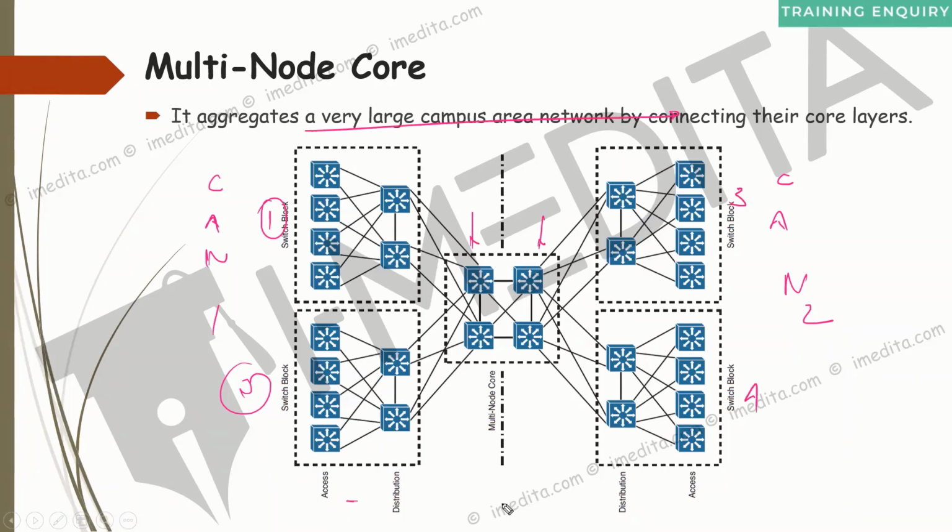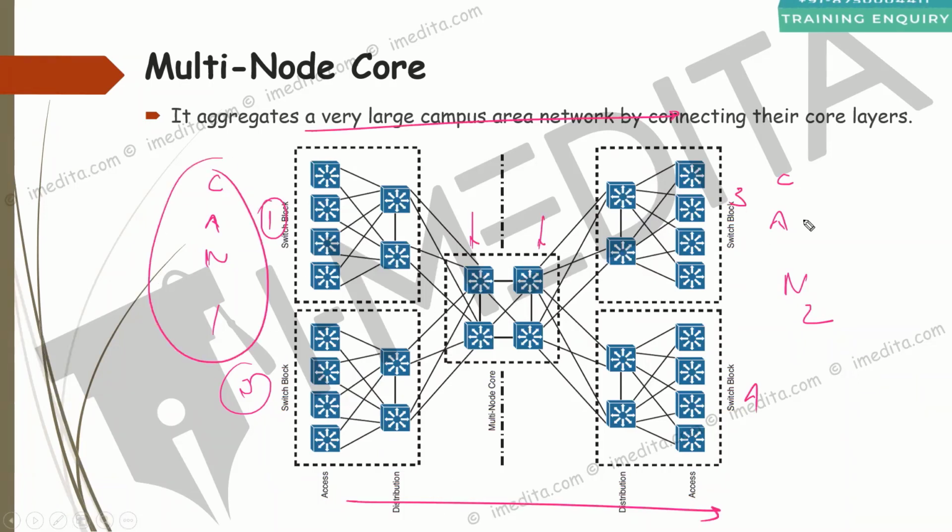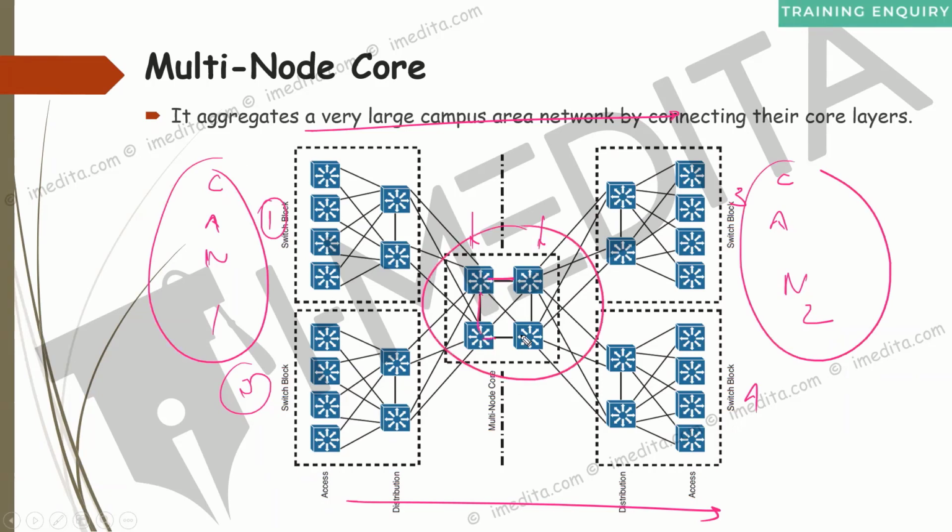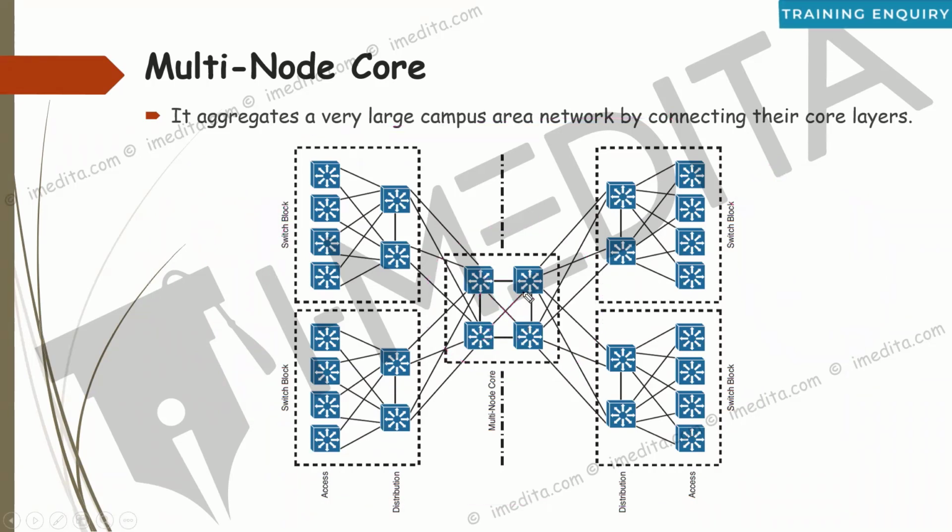And now we wanted to switch the traffic from one campus area network to the other campus area network. So we have decided to connect the core layers of these two, and we can handle the routing and everything. We can perform the routing in between these core layer devices, and we can route the traffic from one building to another building based on this multi-node core topology.